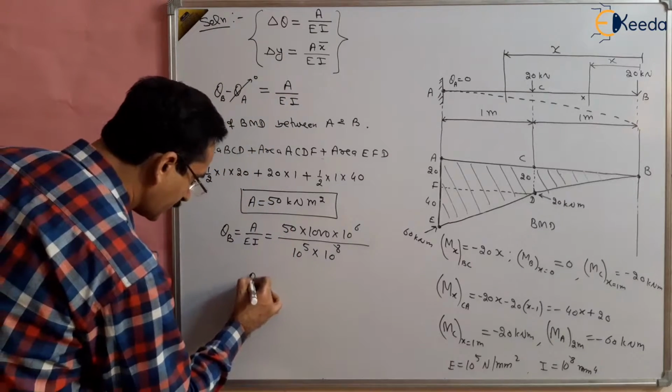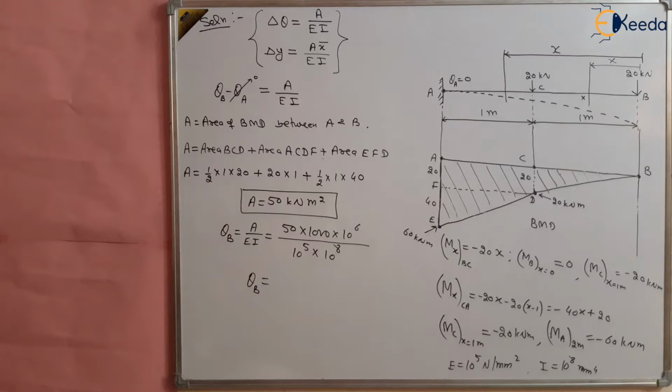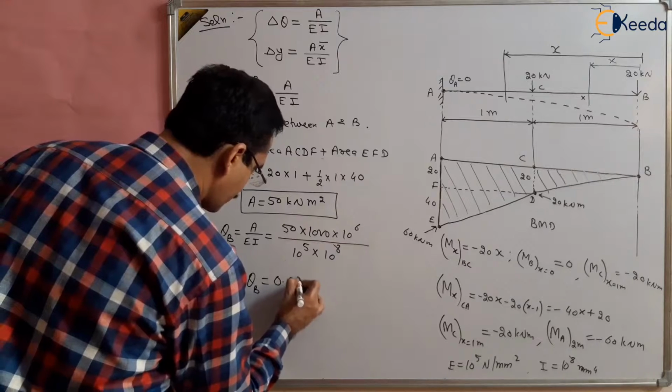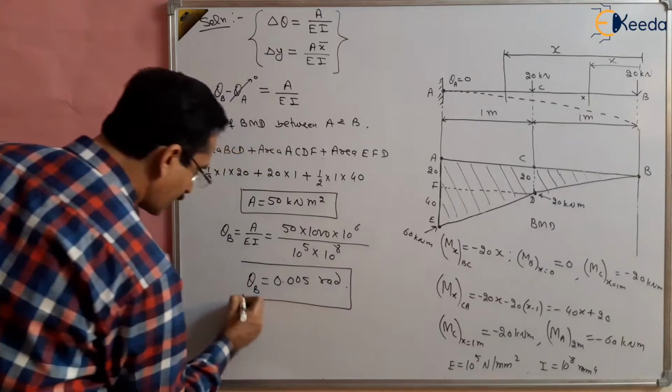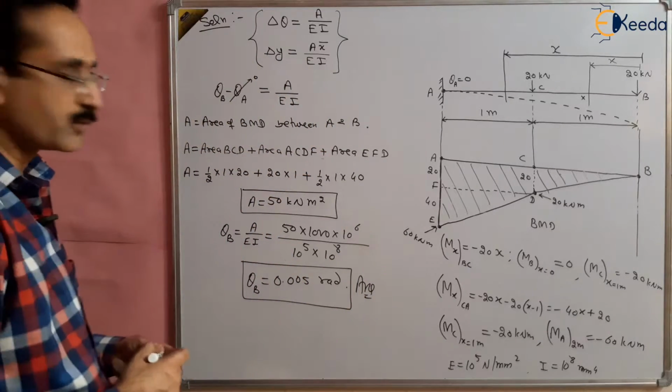So theta B in radians, the slope at point B, will come out to be 0.005 radians. So this is one of the answers to this question, right?